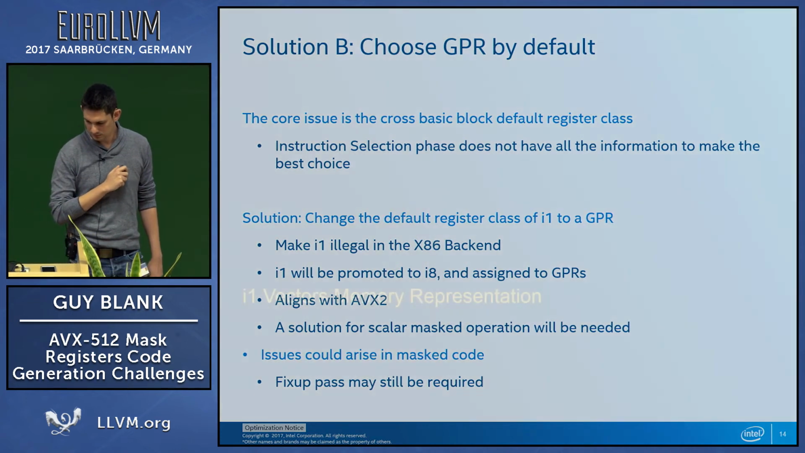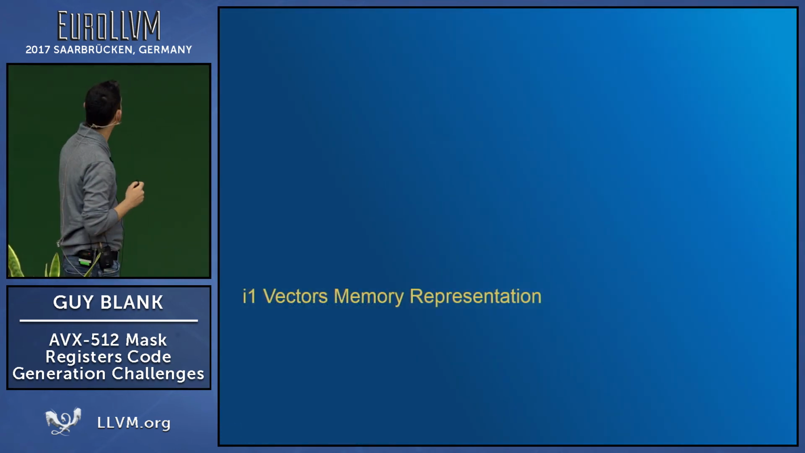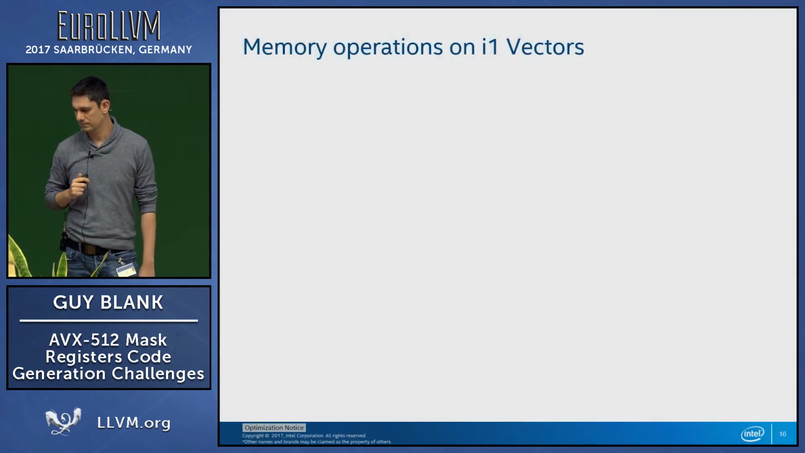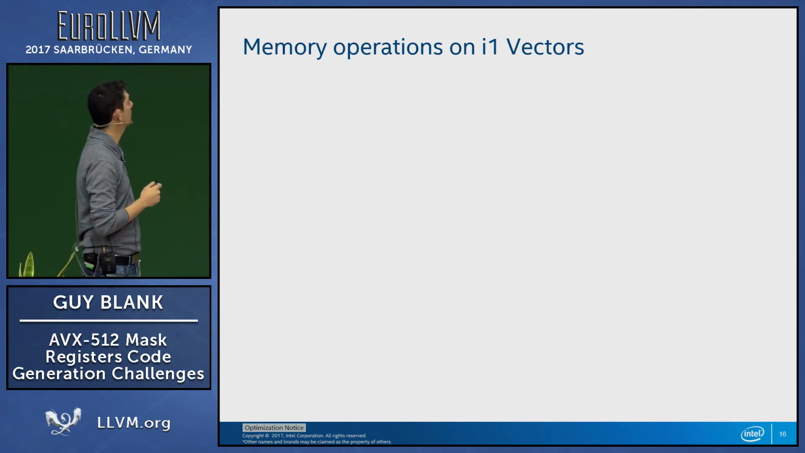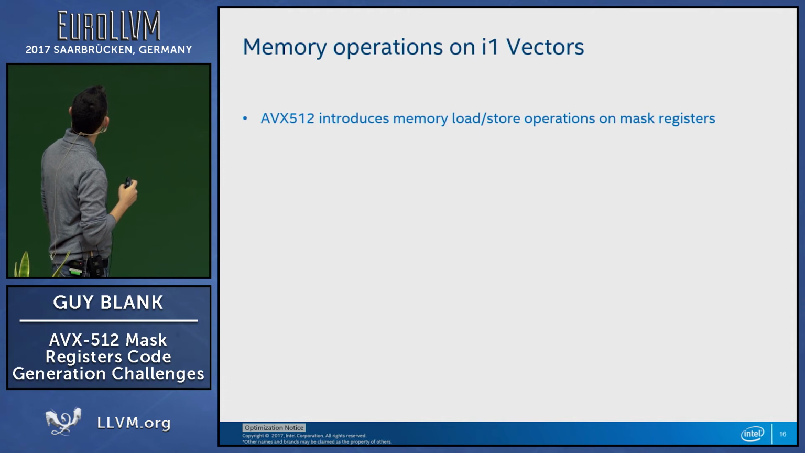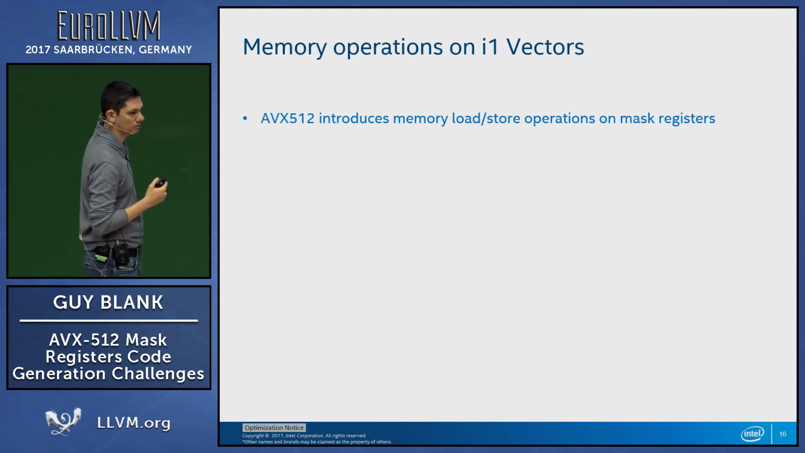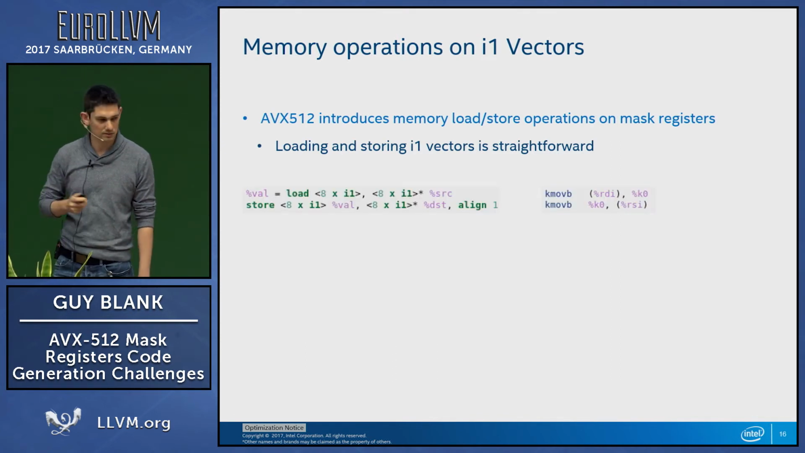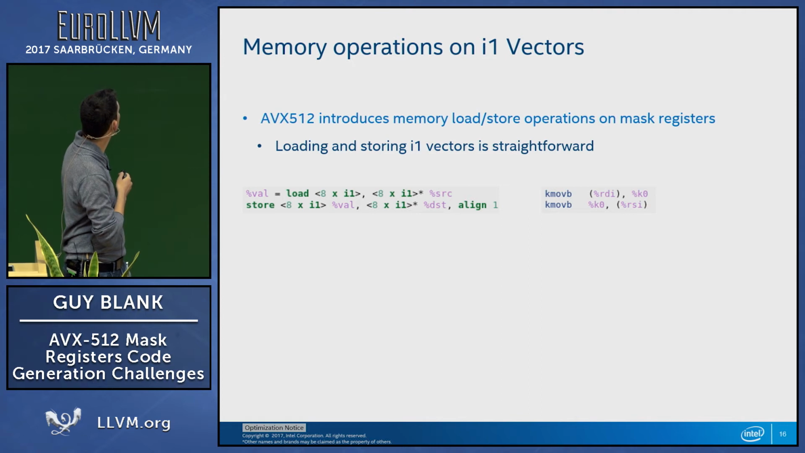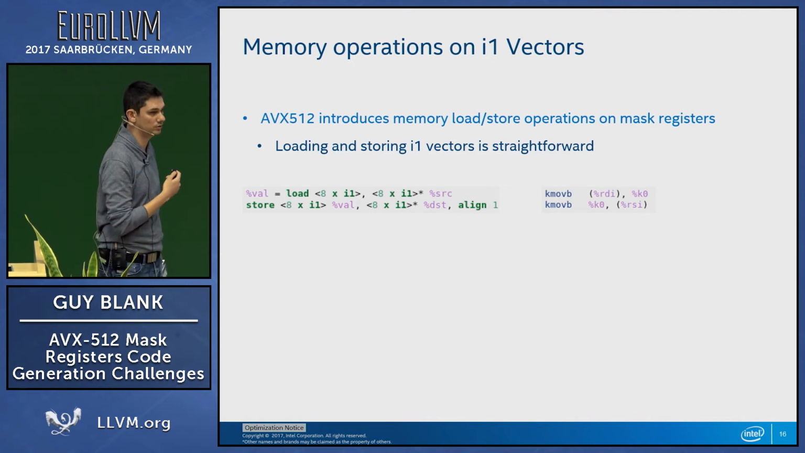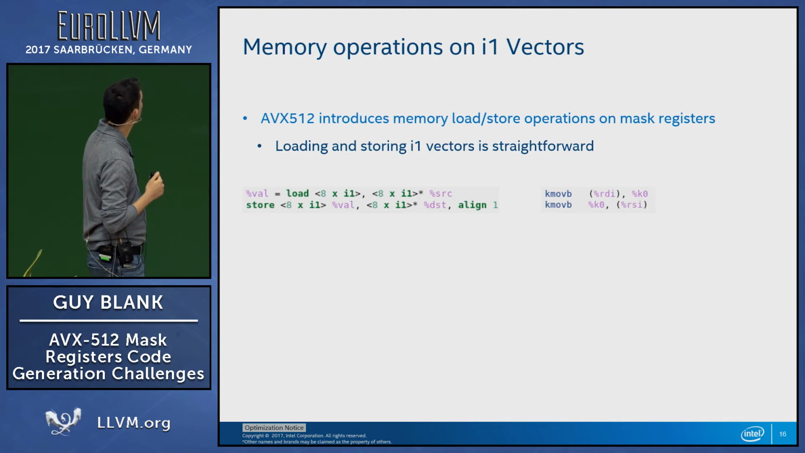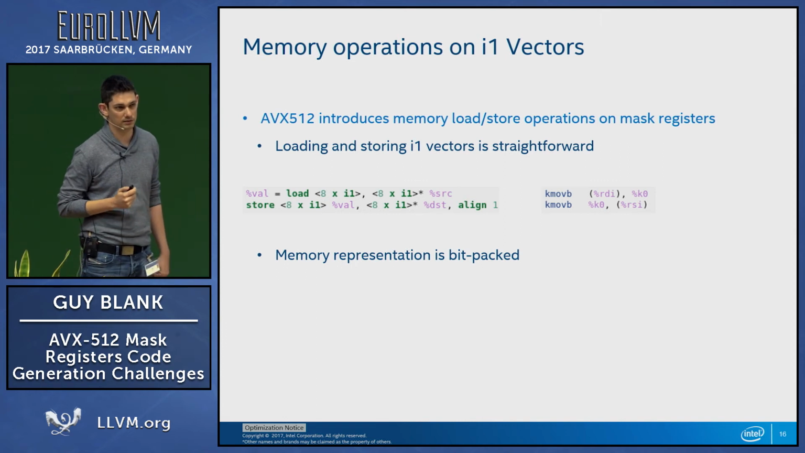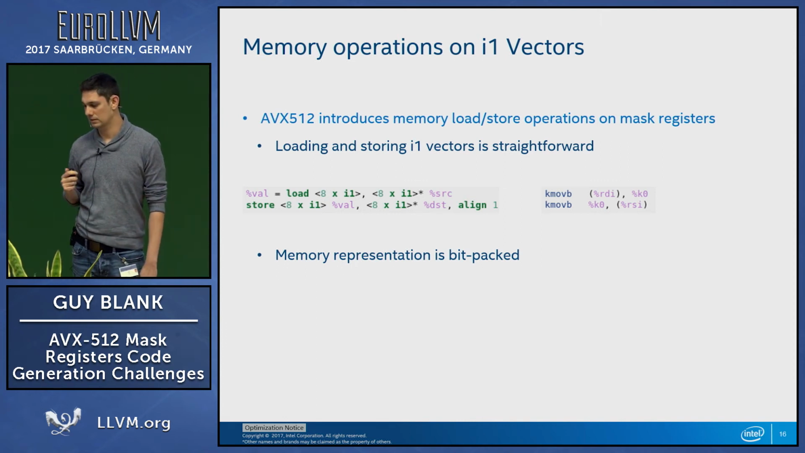And the second thing I want to talk about is I1 vectors and how we represent them in memory. Now, why is this important for AVX512? We did introduce new instructions to load and store mask registers. And as you can see, it's quite easy to do so. Loading and storing is just a K move. So we would like to utilize these instructions. But looking at this code, this implies that an I1 vector is bit-packed in memory. This may be a problem.